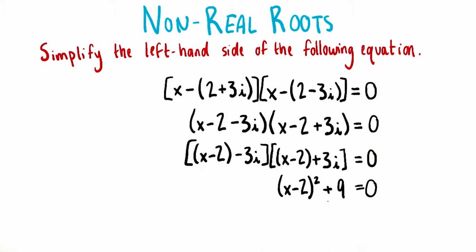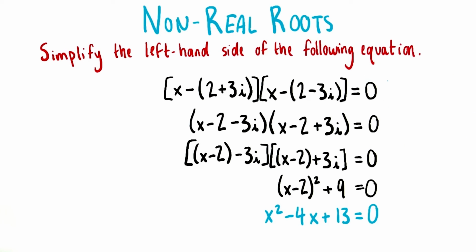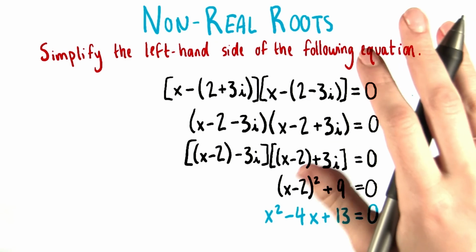Multiplying out this square and adding the 9 gives us a final polynomial of x squared minus 4x plus 13 equals 0. I think this is a pretty cool trick. Definitely saved a lot of space and a lot of writing for me. And you know, I always love ways to be a little bit more lazy with my math.